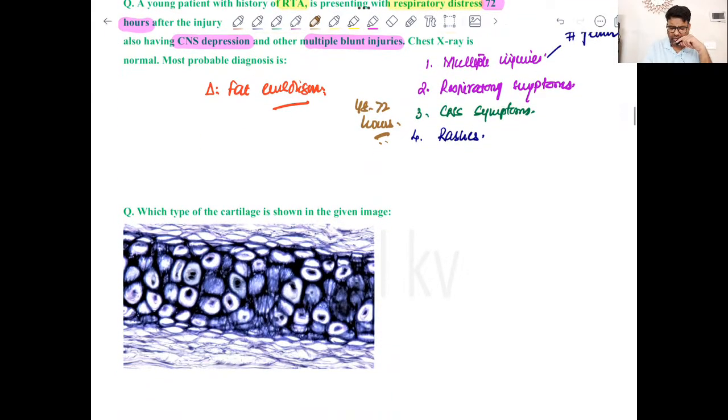Now this is actually an anatomy-based question, but it was there, so I just kept it. You have to identify what type of cartilage this is. We have three types of cartilage: hyaline cartilage, then the second is fibrocartilage, and the third one is the elastic cartilage, right? So yes, KK, you are absolutely right, this is elastic cartilage.